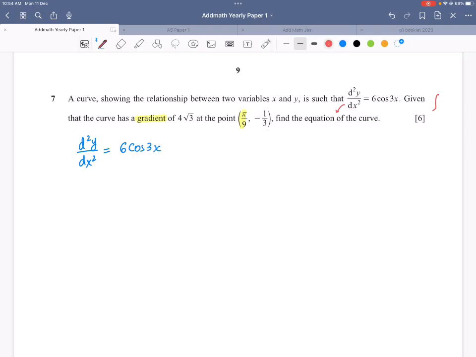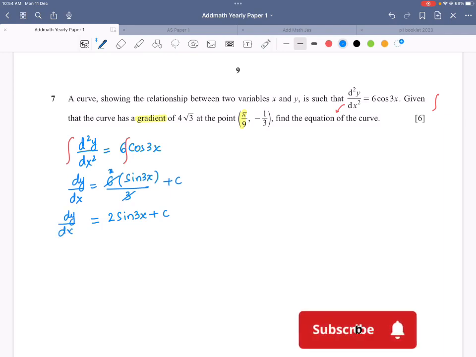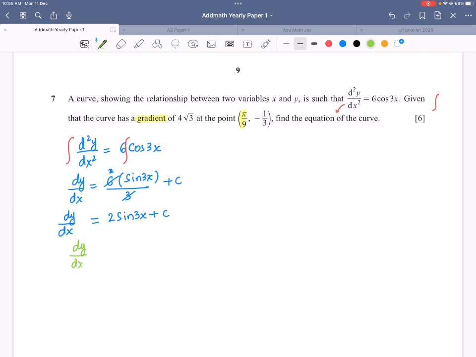If you apply the integral sign on both sides, it will be dy over dx equals 6, and the integral of cos is sin 3x over 3 plus c, right? That leads to 3 ones are 3 and 3 twos are 6. So you get dy over dx equals 2 sin 3x plus c. Now we need to find the value of y, and the known parameters are dy over dx is 4 under root 3 and x equals pi over 9. Both of the conditions are highlighted in yellow highlighter, right? So you can easily relate them.